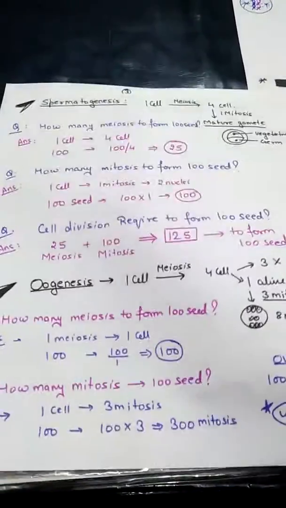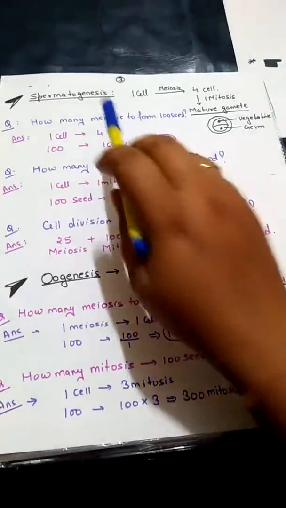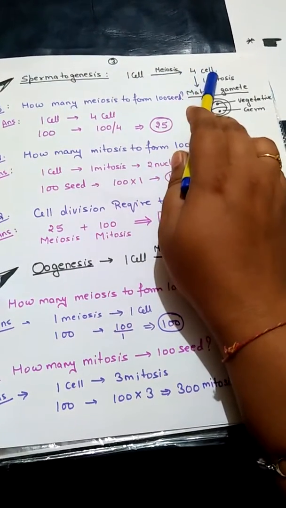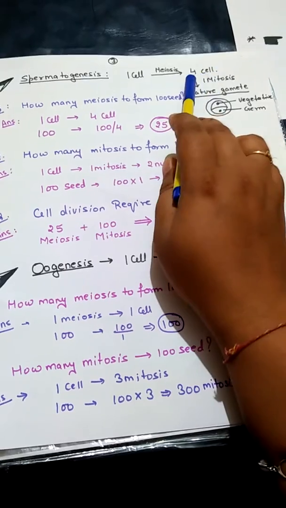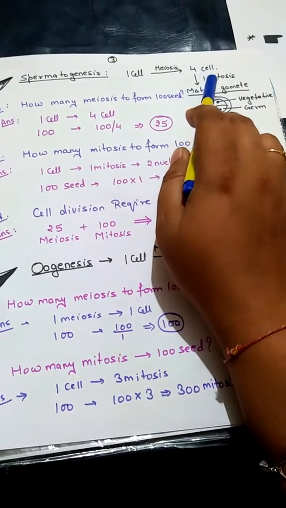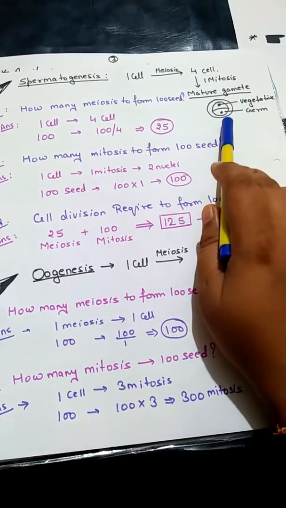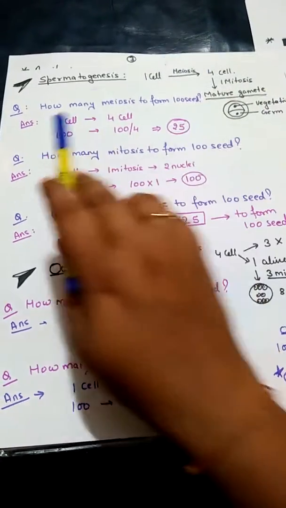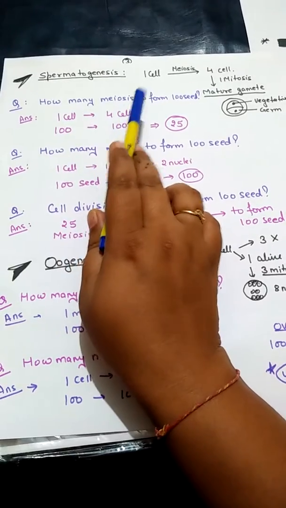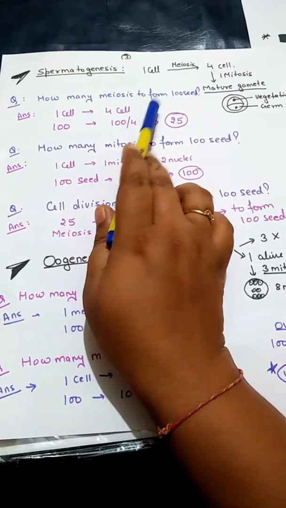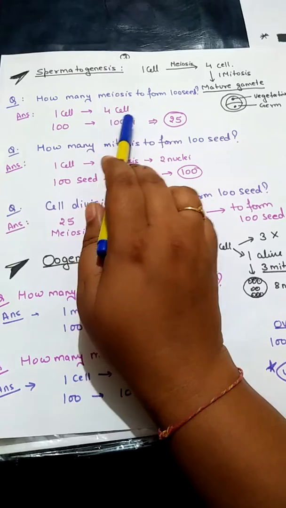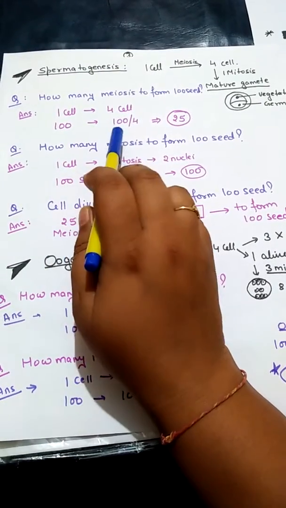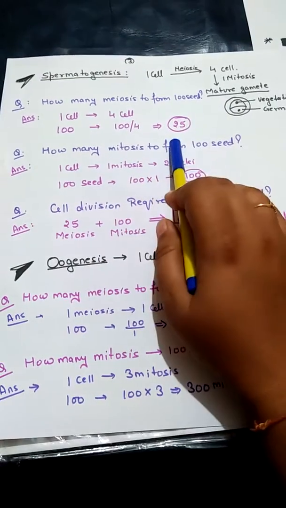Now let's do some questions on spermatogenesis. We can see that एक cell में अगर meiosis होता है तो 4 cell का formation होता है and the 4 cells are alive. Now in a single cell, 1 mitosis occurs and a mature gamete will form, where 2 nuclei will be formed, vegetative and germ cell. Now my question is how many meioses in male occur to form 100 seeds? 1 cell gives rise to 4 cells, then how many meioses are required to form 100 cells? Divided by 4, 25 meioses are needed.